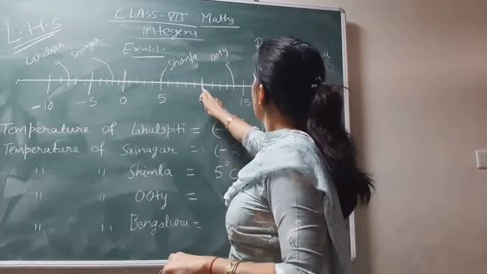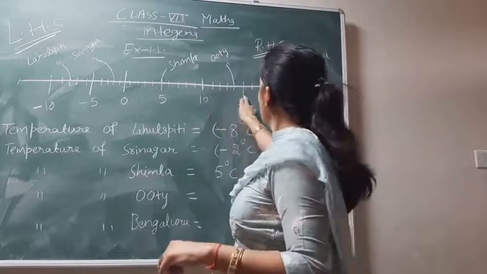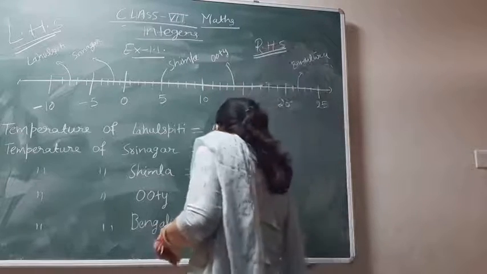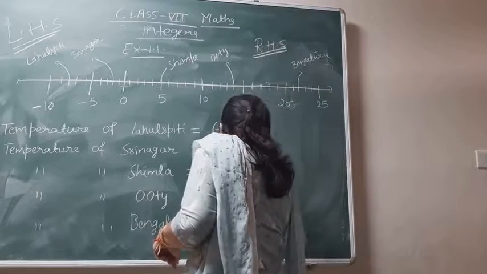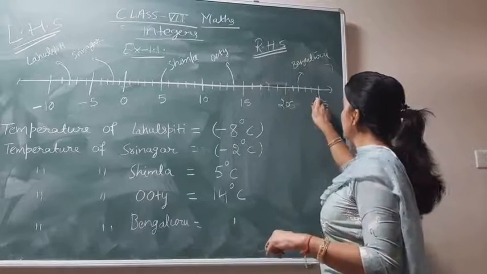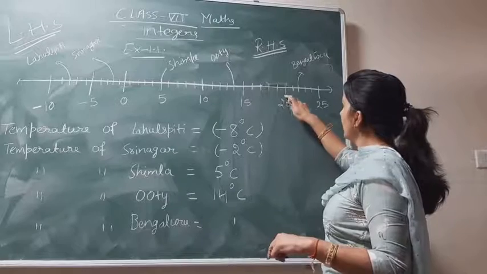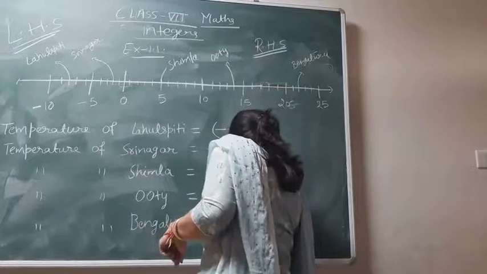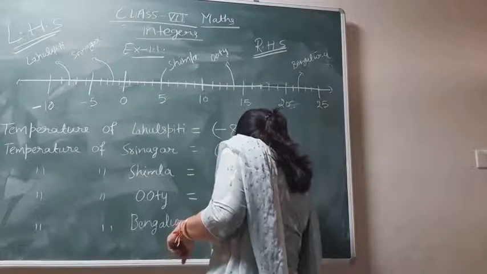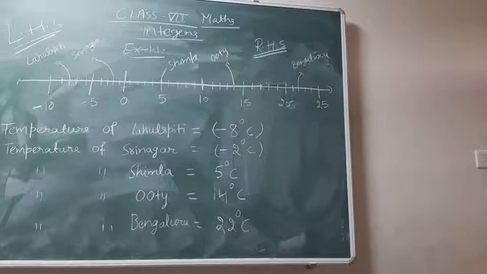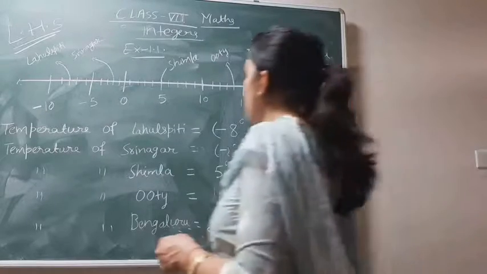Next is Ooty. It lies between 10 and 15. 10, 11, 12, 13. It is 14 degrees Celsius. Next is Bangalore. Bangalore lies between 20 and 25. We start from here: 20, 21, 22. This is the first part. We have written the temperature of all.